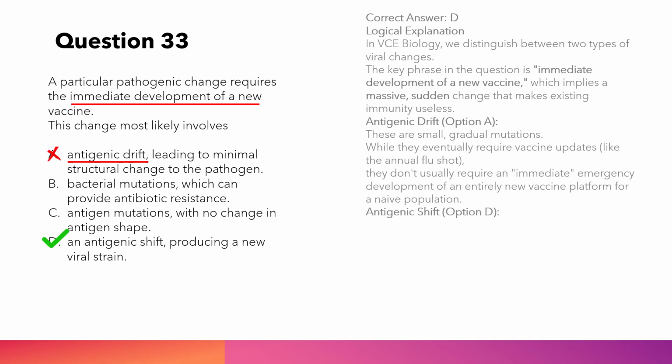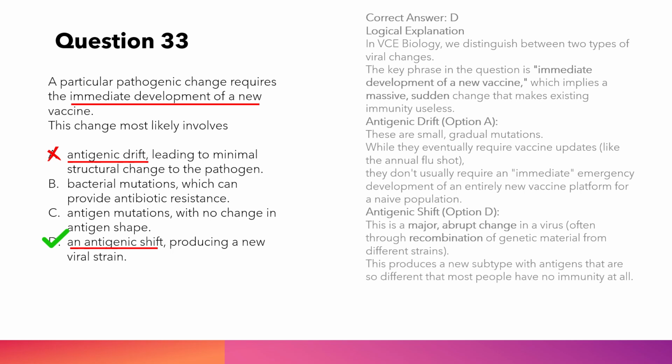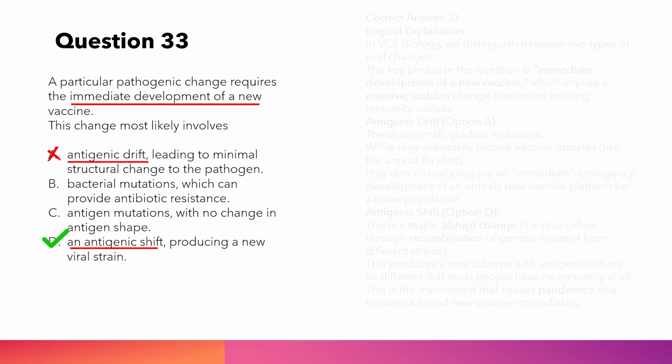Antigenic shift, option D: this is a major, abrupt change in a virus, often through recombination of genetic material from different strains. This produces a new subtype with antigens that are so different that most people have no immunity at all. This is the mechanism that causes pandemics and requires a brand new vaccine immediately.